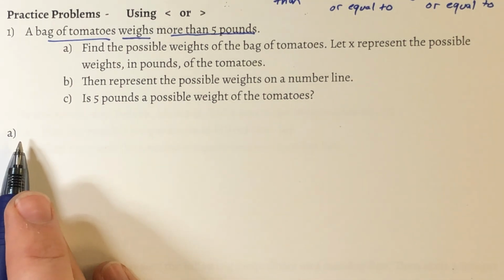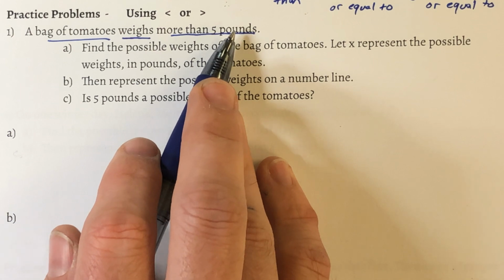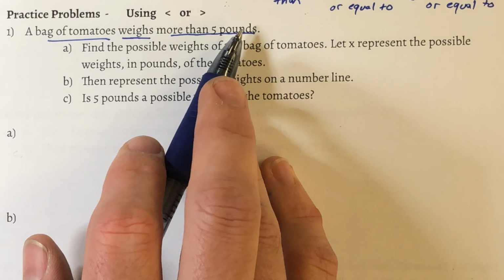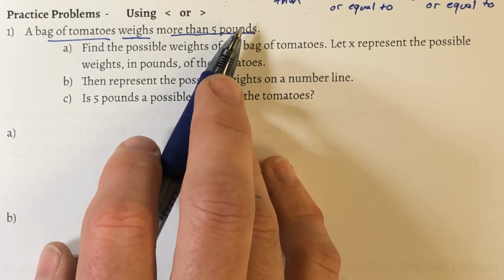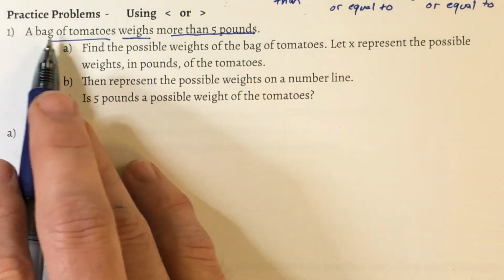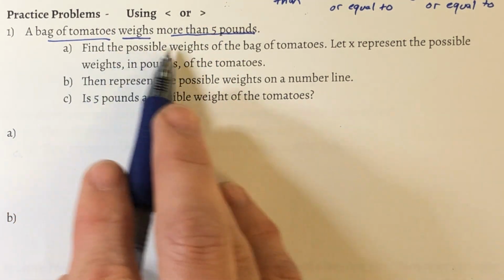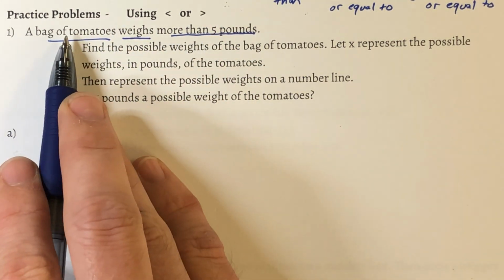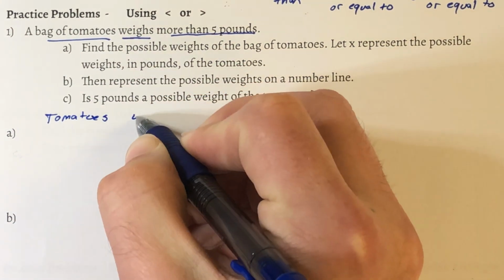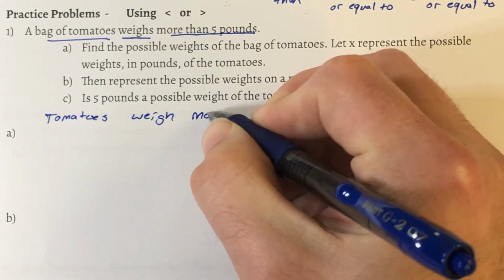So let's start with part A. Because there are infinite answers, obviously more than 5. That could be 6, could be 8, could be 10, 20, 30, 40. It could go on and on and on. There are infinite answers. We're going to need to write an inequality. So first, we're going to write what our answer is, essentially, from our description. It says find the possible weights of the bag of tomatoes. The description says the tomatoes weigh more than 5 pounds.